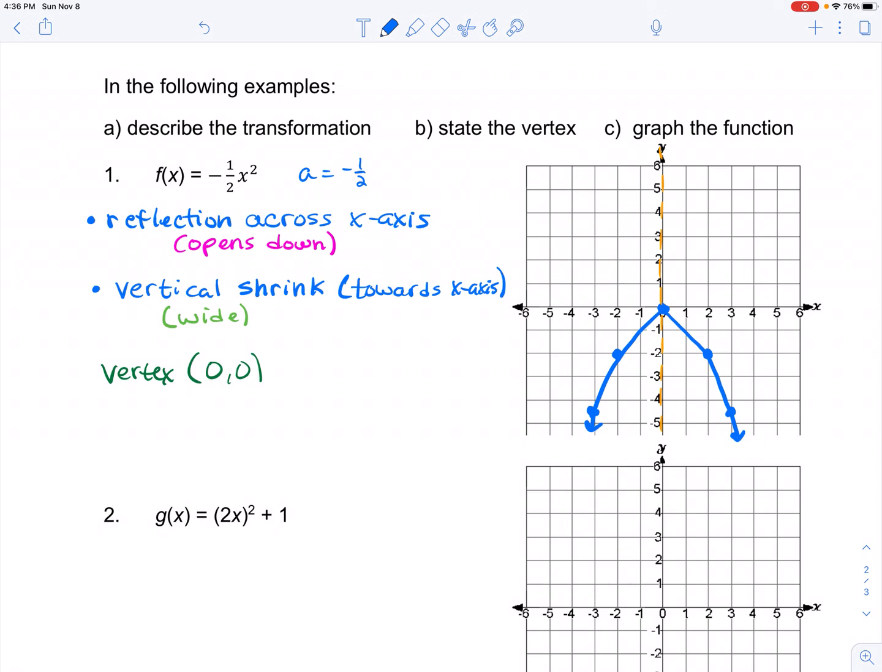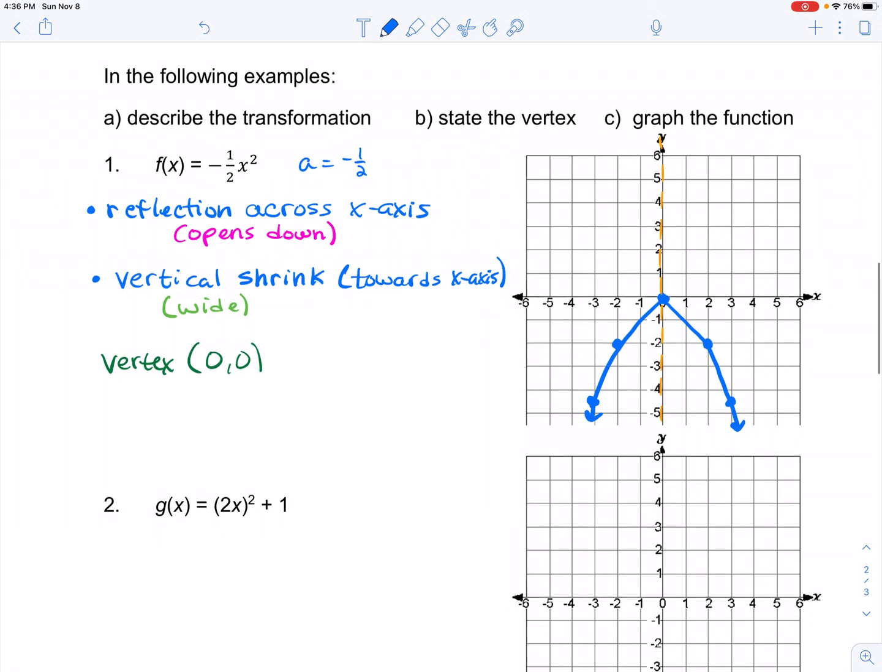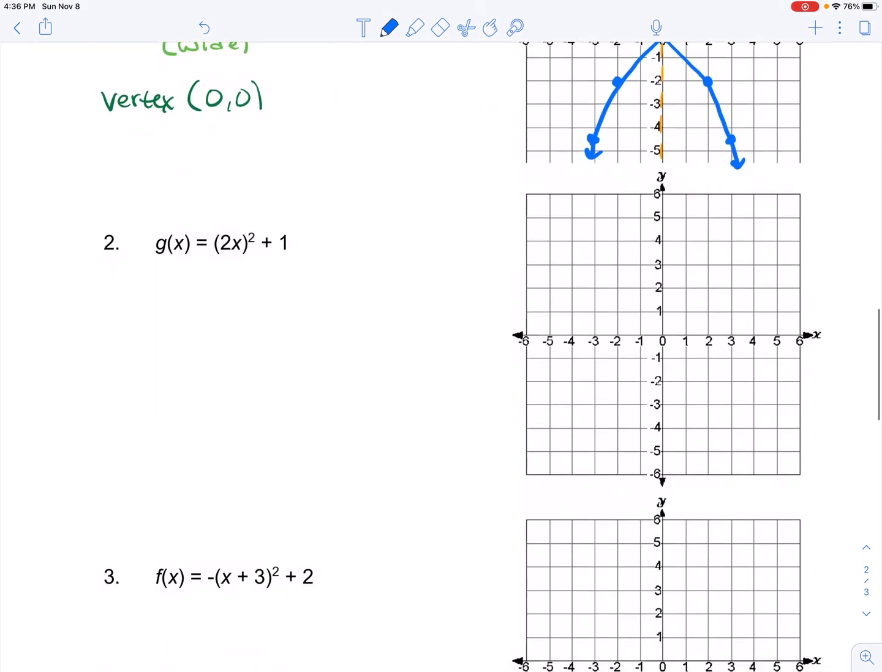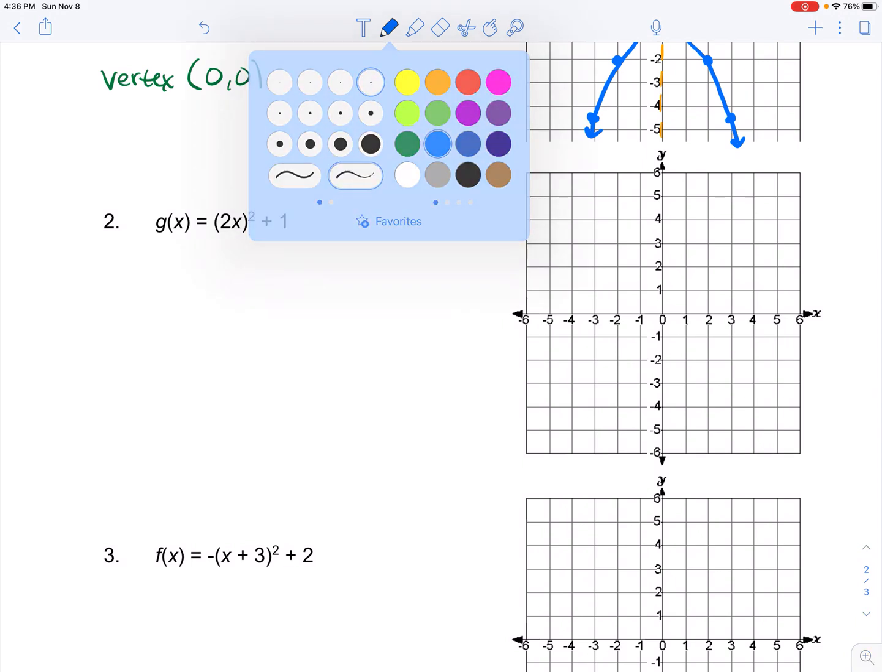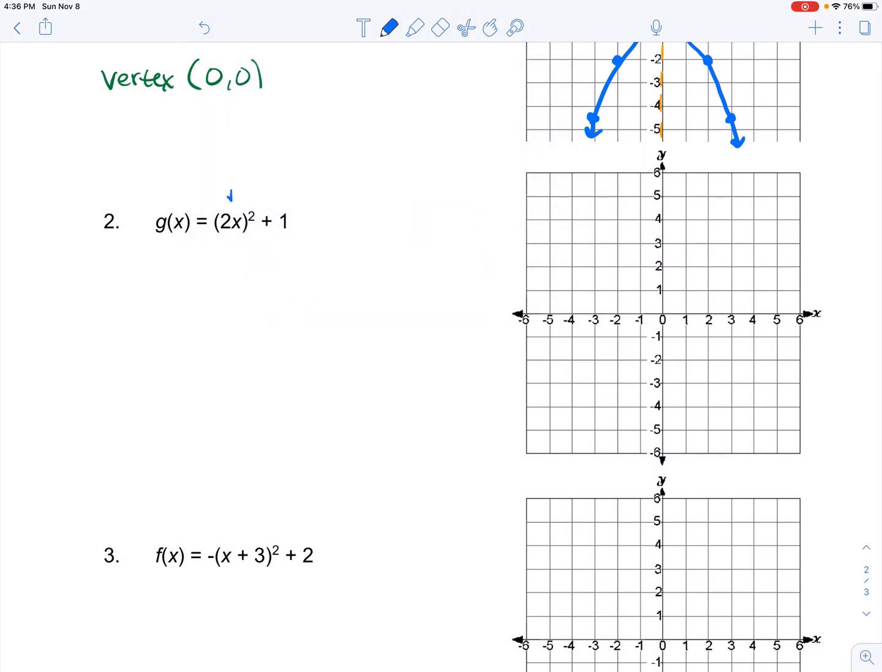Now, looking at number 2, it's a little different. We have a set that's in parentheses. So, notice that 2x is inside our parentheses. That means it's going to be a horizontal stretch or a horizontal shrink.